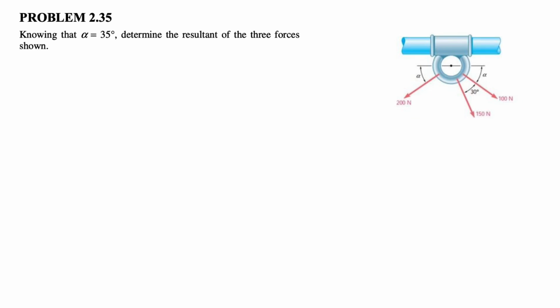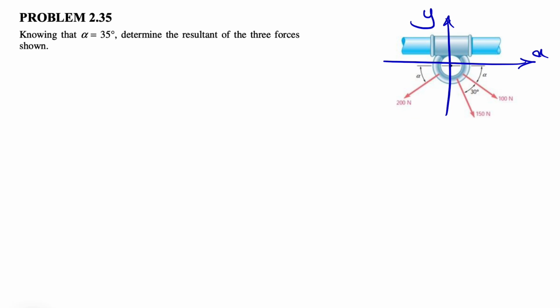We're going to be solving question 35 from the second chapter of the Beer & Johnston textbook, Engineering Mechanics. We know that the angle alpha in this figure is 35 degrees, and we need to determine the resultant of the three forces. As we can see, we can start breaking down each of these forces into x and y components. We can call our x and y this direction.